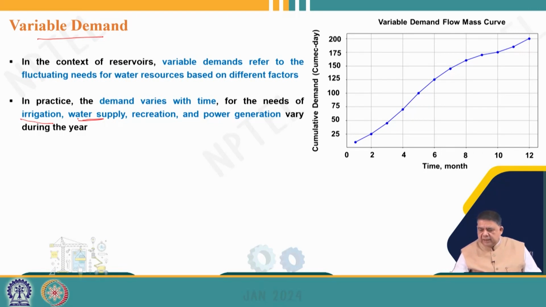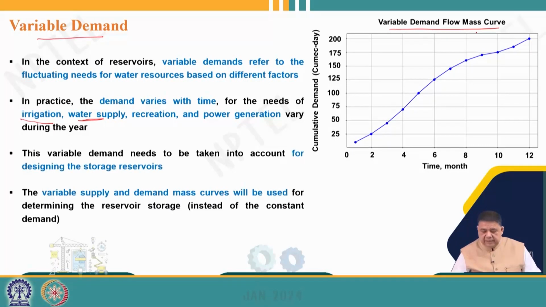So, this could be a variable demand mass curve. We remember that up till now we were assuming a constant slope line, that is constant demand, but in this case we can also have a variable demand, and this demand needs to be taken into account for designing the storage reservoir. So, obviously, variable supply and demand mass curve will be used for determining the reservoir storage.